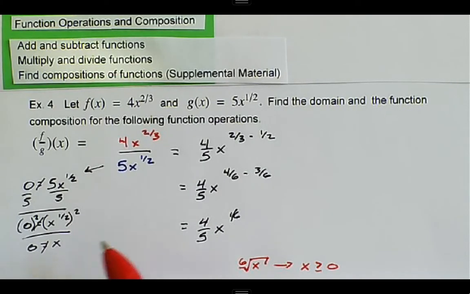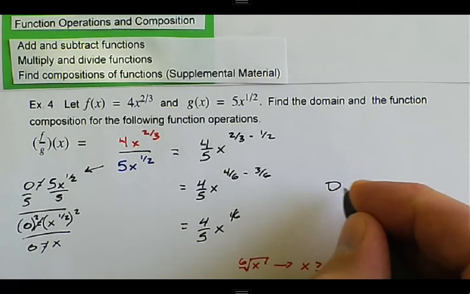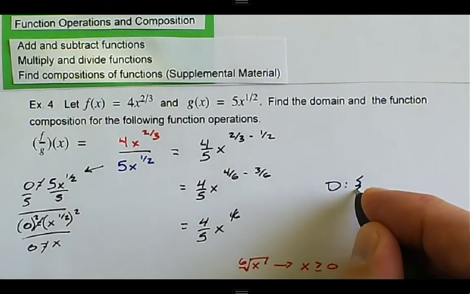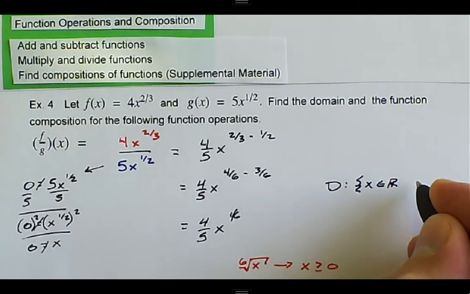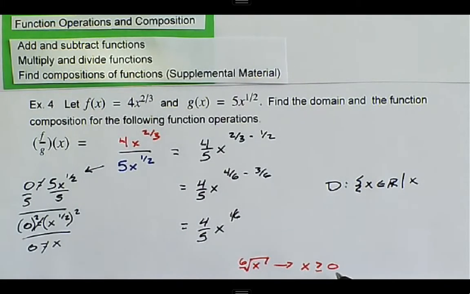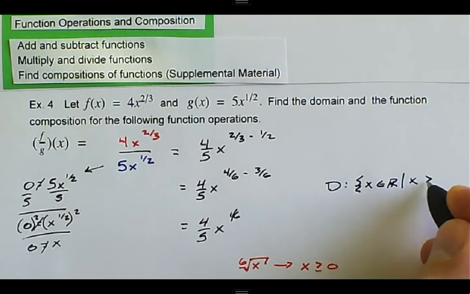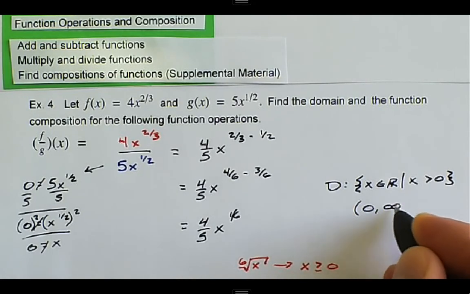So in this case, the domain that we're going to pick for this, we have the domain is a set of all x values that belong to the real numbers such that x cannot be equal to 0 and must be greater than, so x must be greater than 0. Or if we want to write it in interval notation, 0 is not included all the way to infinity.